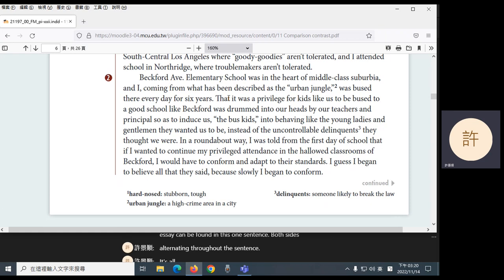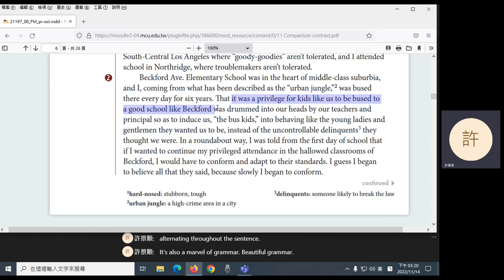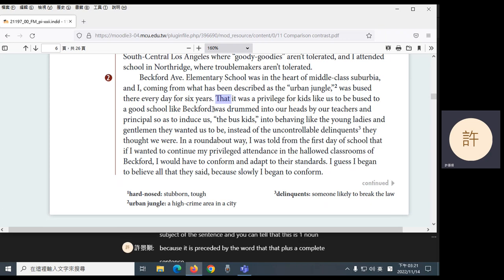It's also a marvel of grammar, beautiful grammar. It was a privilege for kids like us to be bused to a good school like Beckford. This is the subject, 这是主词. It is a complete sentence used as the subject of a sentence. It is a complete sentence used as a noun. And this noun is the subject of the sentence. And you can tell that this is one noun because it is preceded by the word that. That plus a complete sentence turns this sentence into a noun.